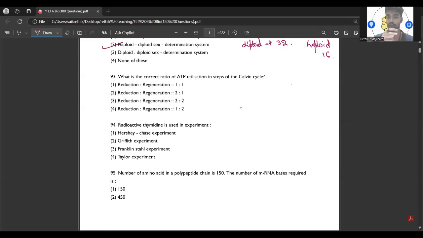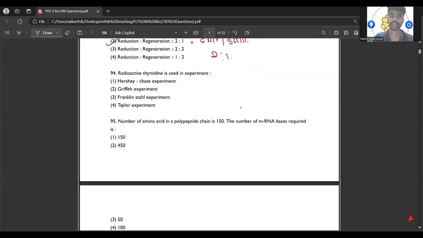So what is the correct ratio of ATP utilization in the Calvin cycle? The reduction to regeneration will be in the ratio 2 is to 1. How? If you remember the Calvin cycle, reduction and regeneration will always be 6 ATP and 3 ATP, right? So according to it, 6 to 3, the ratio is like 2 is to 1, right? So it is reduction to regeneration, 2 is to 1.